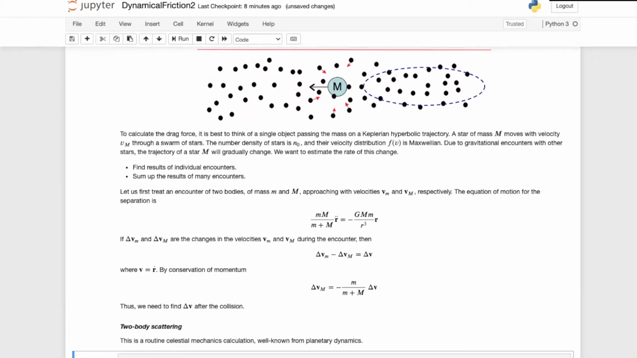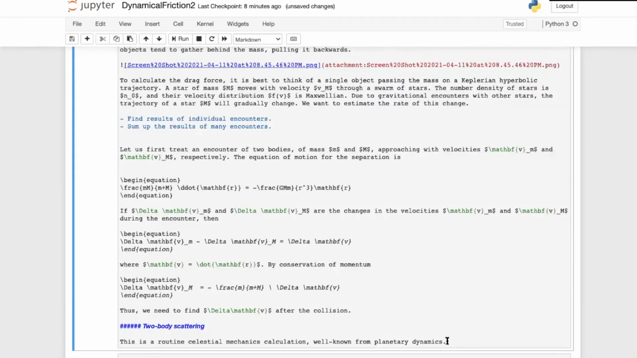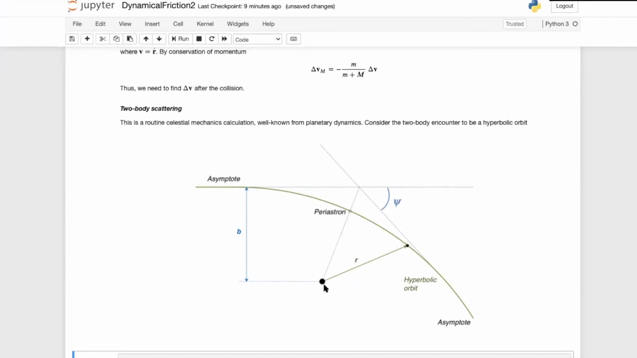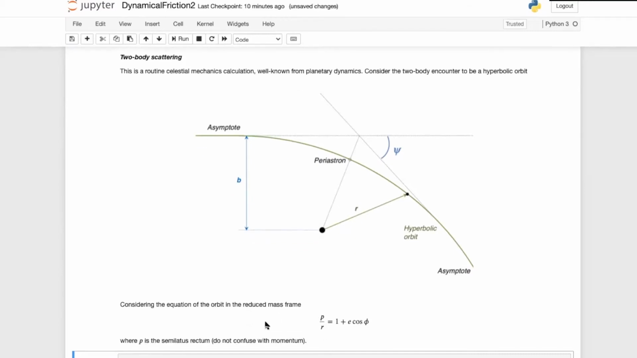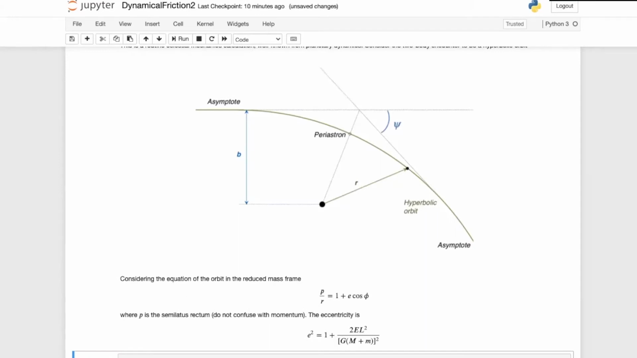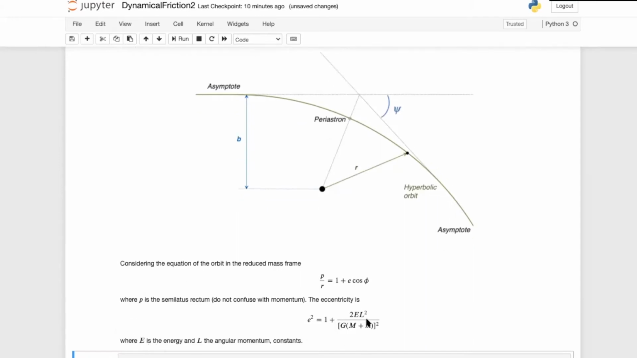If you consider the two-body encounter to be a hyperbolic orbit, I have the object of mass M and one of the little stars. It's approaching with an asymptote b, and then there is this deflection. If you consider the equation of the orbit in the reduced mass frame, I have here p over r, where p is the semilatus rectum, do not confuse with momentum, and φ here is the true anomaly. e is the eccentricity, which for a hyperbolic orbit is bigger than 1, where E is the energy and L is the angular momentum, and they're both constants.